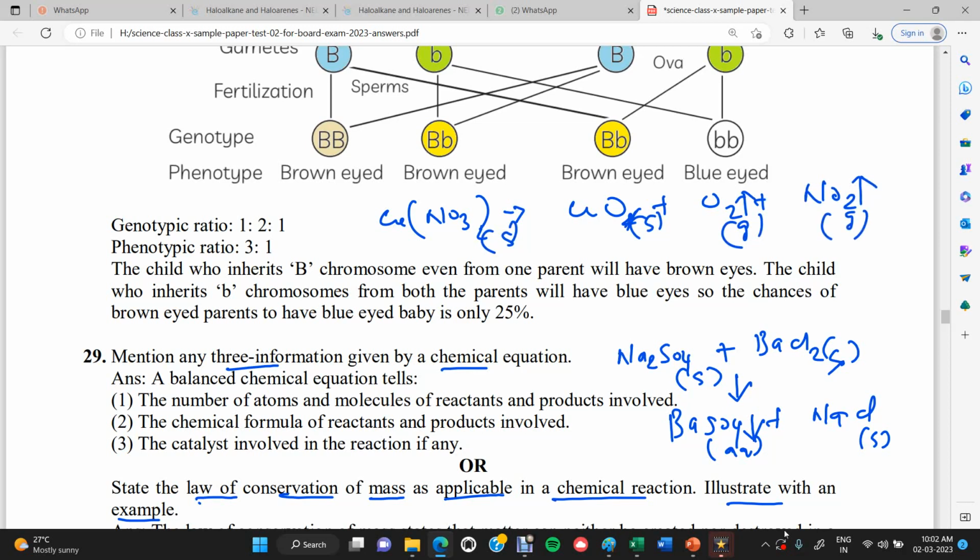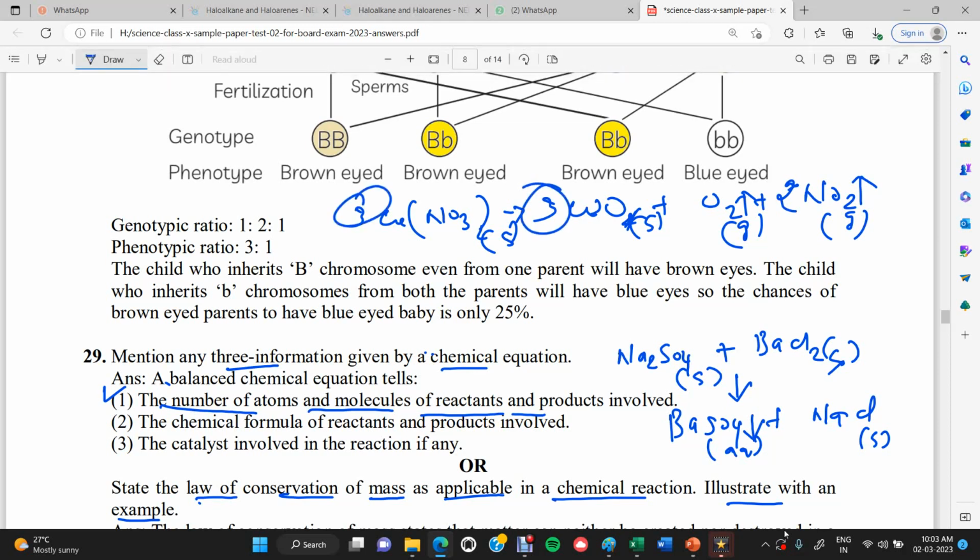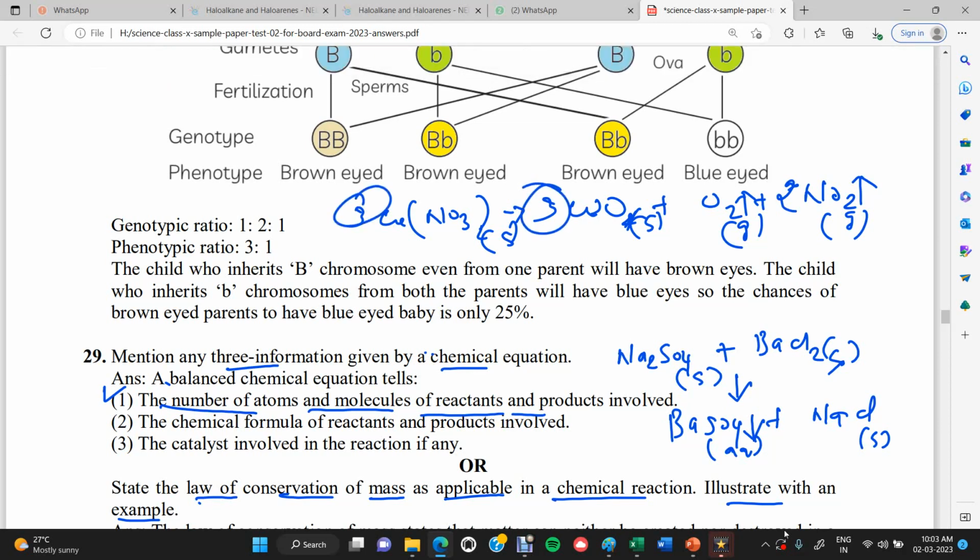So what happens when the reaction moves on, the solid gets converted into another medium. That is, the state of matter changes. Solid can change into liquid, liquid can change into gas in the reaction. This gives the number of atoms and molecules of reactants and products involved, the chemical formula of the reactants and products, and the catalysts involved in the reaction. So these are the details we are getting from chemical reactions.